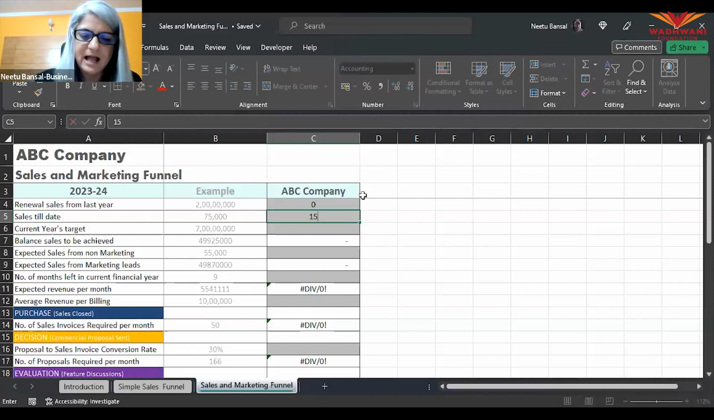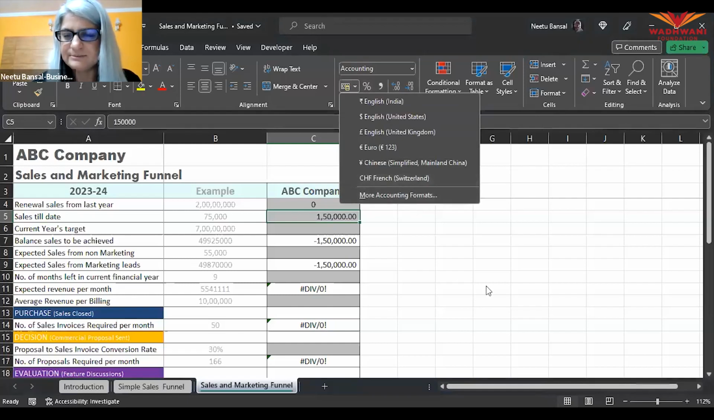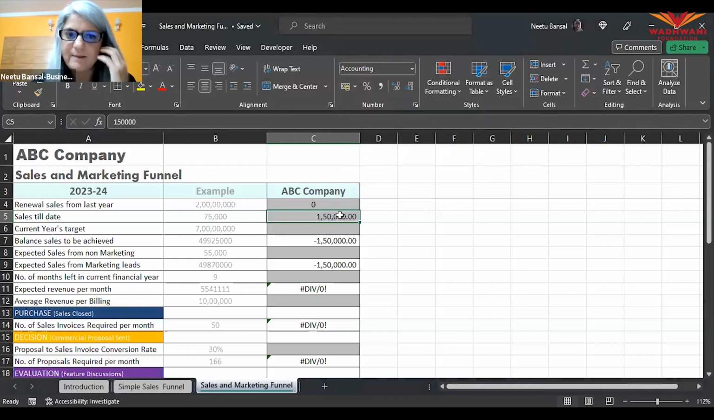In my example, I'm going to say that I have done 1,50,000. Now notice I have not put in any currency because I use the same template when I'm mentoring business owners in Africa or in the US. You're welcome to change that and add your currencies over here. Okay. So as of now, I'm not going to put a currency.